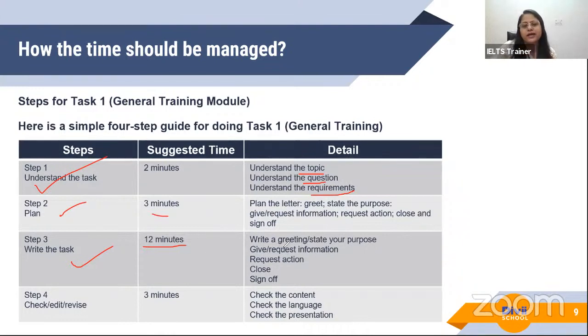That is all about writing: the greeting, your purpose, giving request information, request action, and closing and sign off. Everything will be added into your writing. When it comes to the writing part, you will go step by step through the different parts of a letter. And then obviously you need to check, edit, and revise what has been written. Do not submit without checking. Always check what you have written.